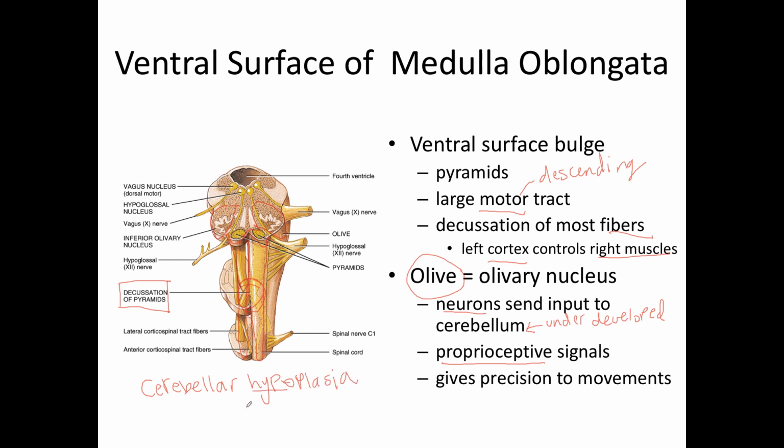Hypo means below or too few. And remember from our histology chapter, you can have hypertrophy or hyperplasia, or atrophy or hypoplasia. Trophy refers to increasing or decreasing cell size. Plasia means too few cells. So plasia is the cells portion of this. If you have cerebellar hypoplasia, that means you don't have very many cells in your cerebellum compared with a normal individual, which impairs your ability to do this particular thing.